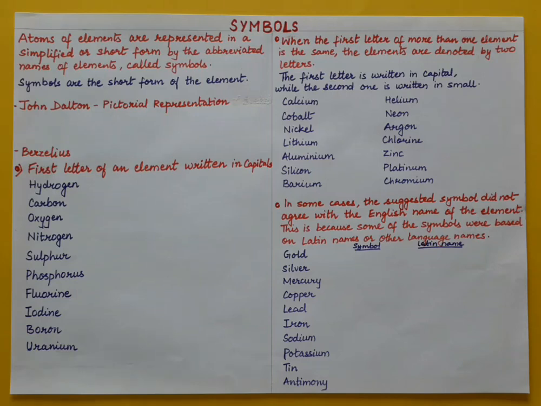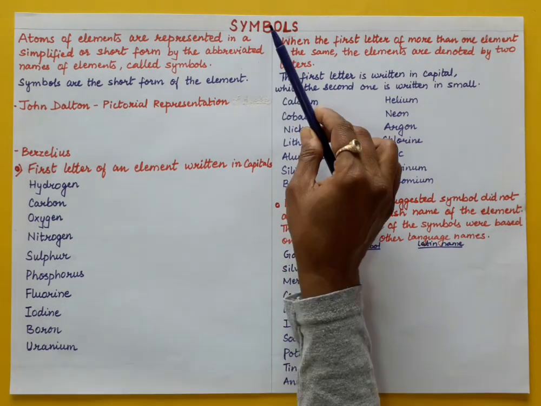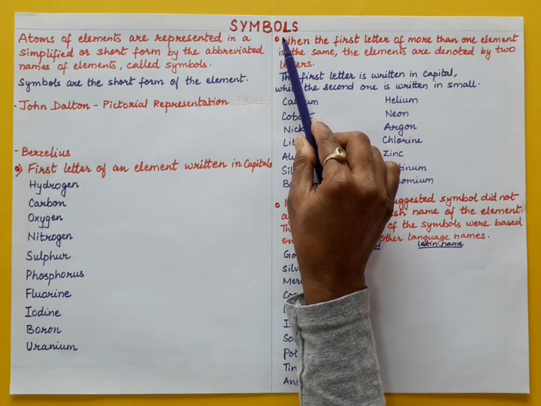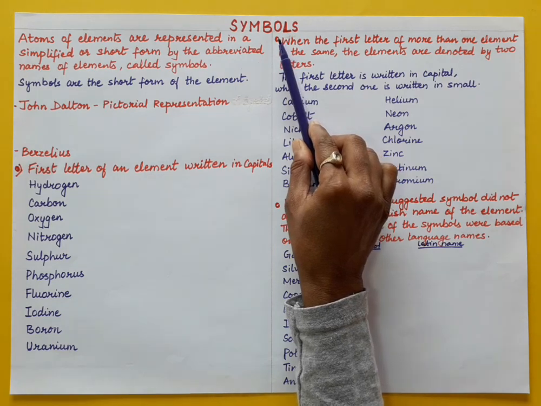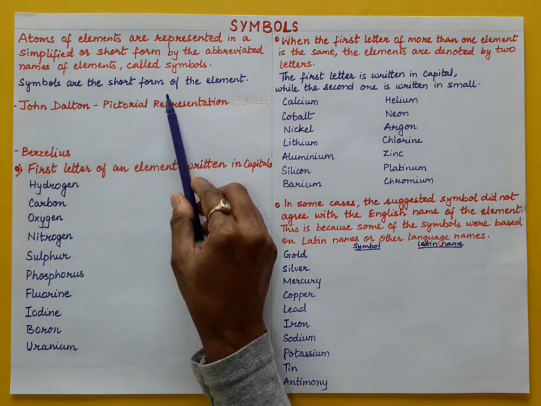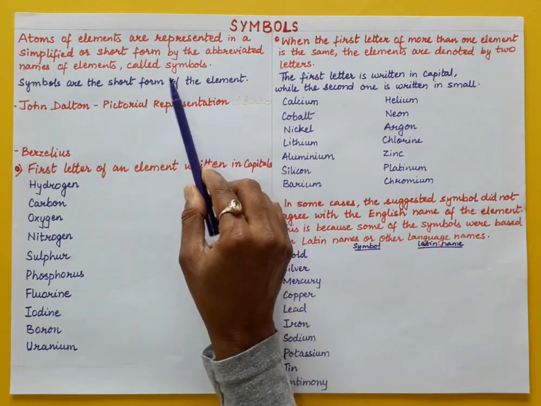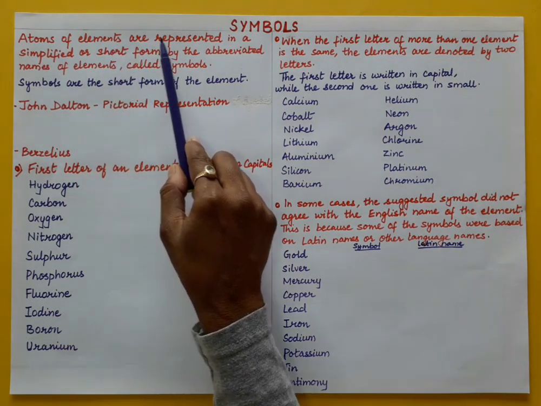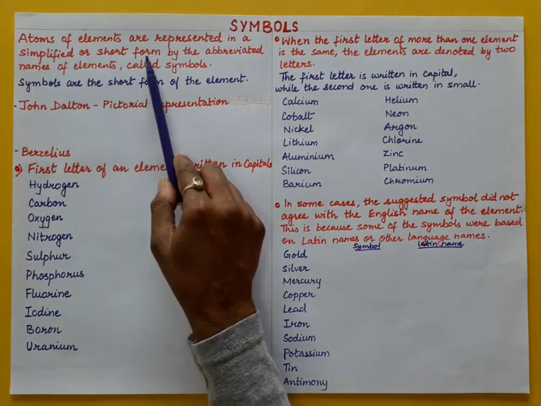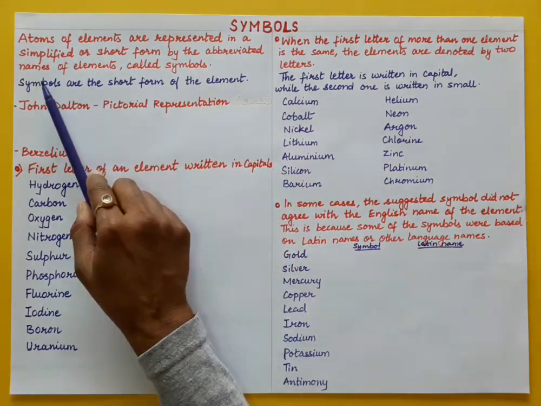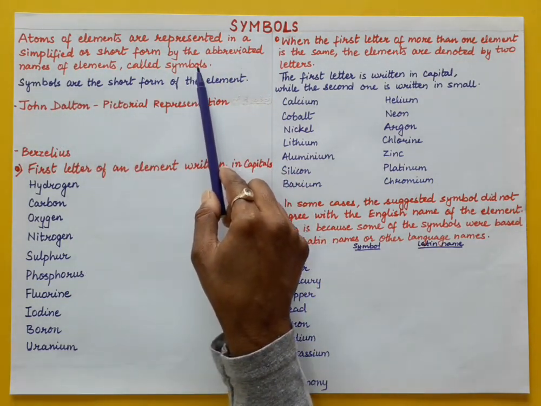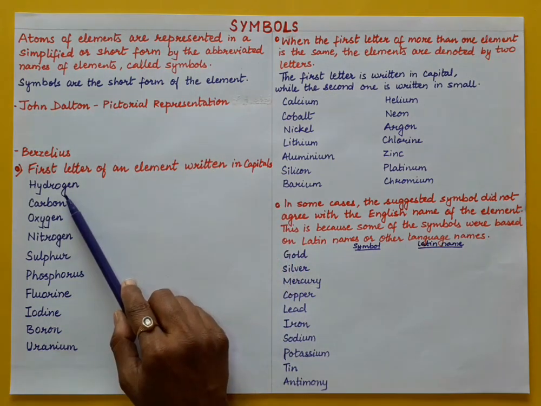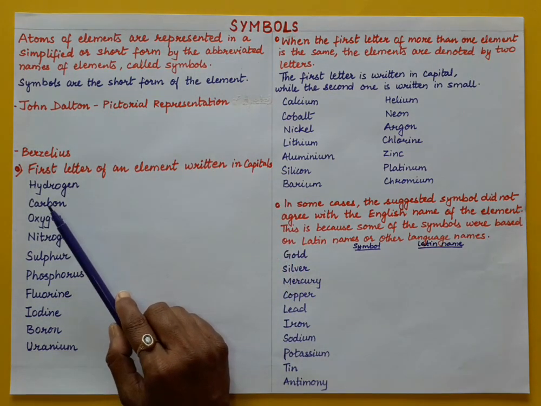Hello students, today we are going to study the language of chemistry, and in the language of chemistry our first topic is symbols. Let us understand what symbols are. Actually, symbols are the short form of the element. The actual definition of a symbol is this: atoms of elements are represented in a simplified or short form by the abbreviated names of elements. Those are known as symbols. For example, hydrogen is H, carbon is C, that way.